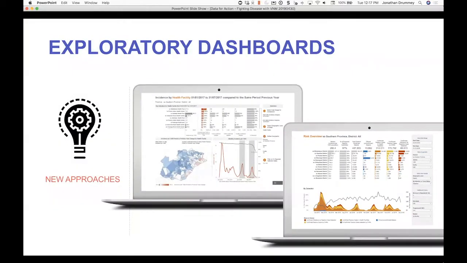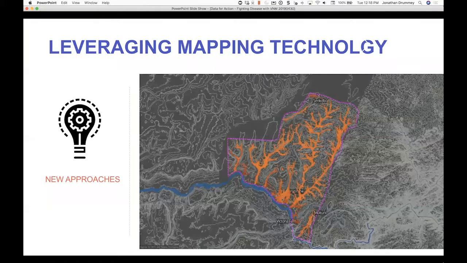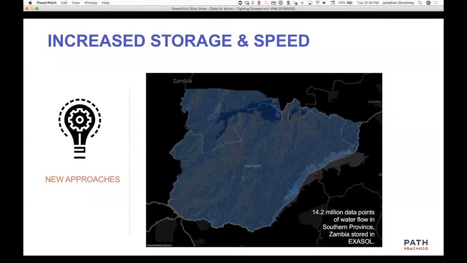So what does this look like? We've built various dashboards for users to dive in and work with and explore their data in new ways, and integrating different data sources. We've been leveraging a variety of different mapping technology and data sources. So this is looking at water flow over time near Victoria Falls and Livingston in Zambia. We're using this to identify areas where water would be pooling over time to build out predictive models.